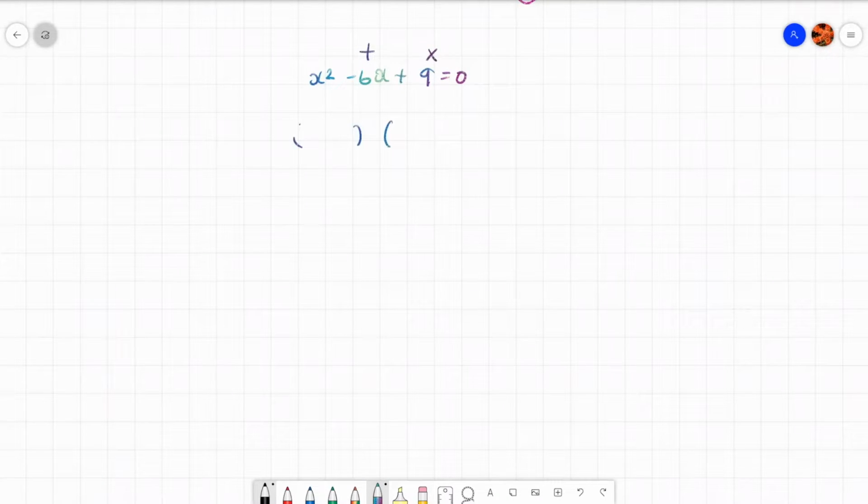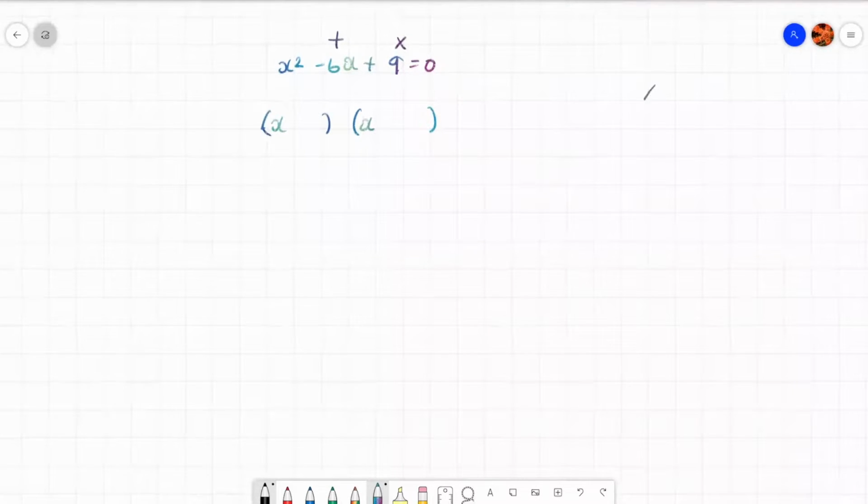Obviously, I need two brackets. I've got x and x, haven't I? Right, so that times to make 9, I'm going to have 3 and 3. Can I make -6 from 3 and 3? I can, can't I? I can do -3, take away 3. And when I times those together, I get +9 because two negatives times together to make a positive. So (x - 3)(x - 3) equals 0.